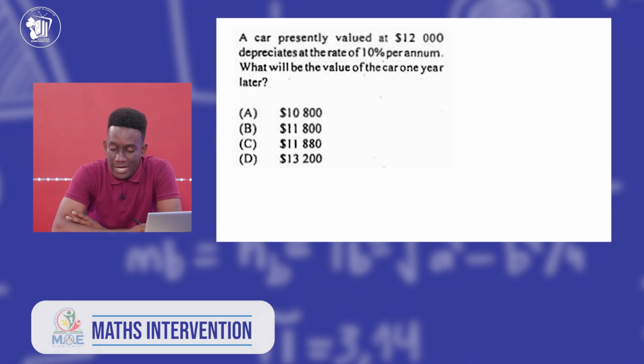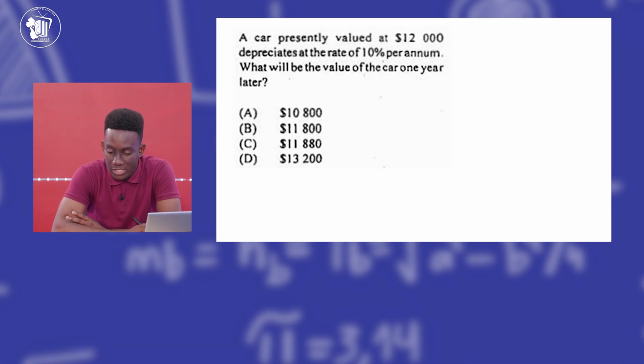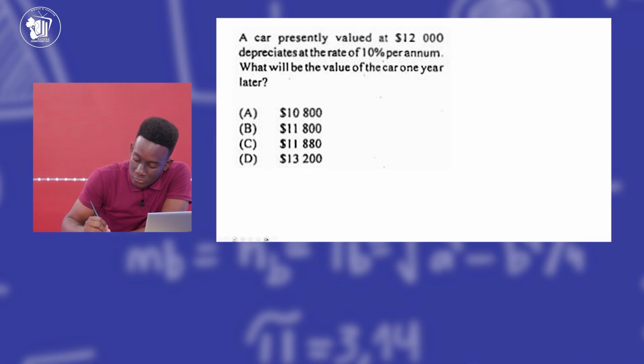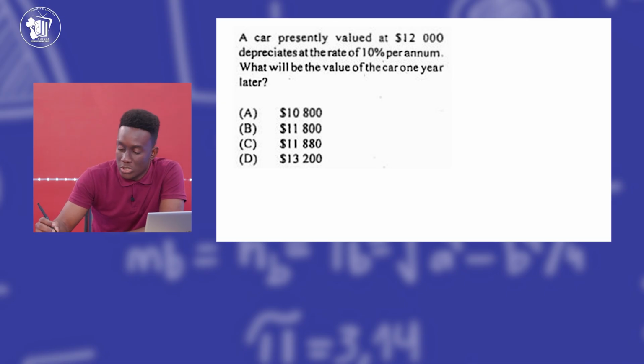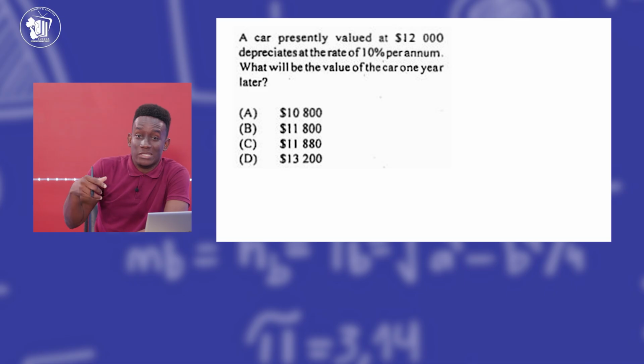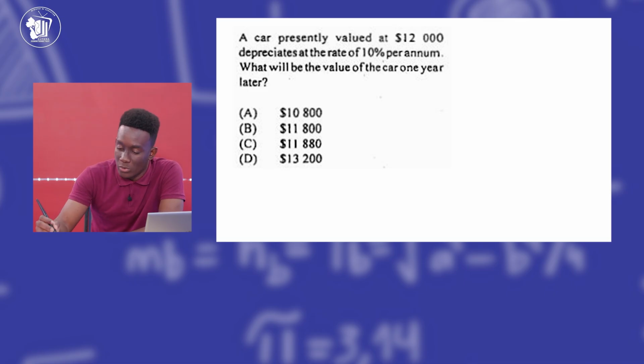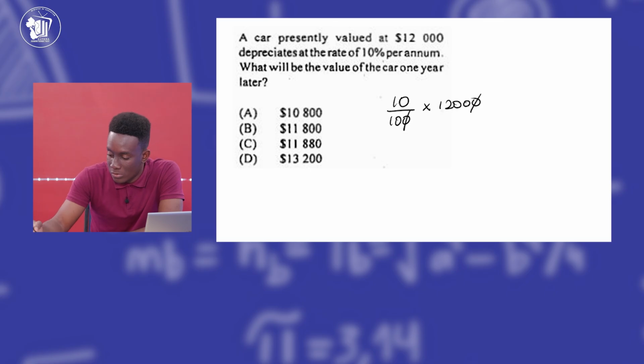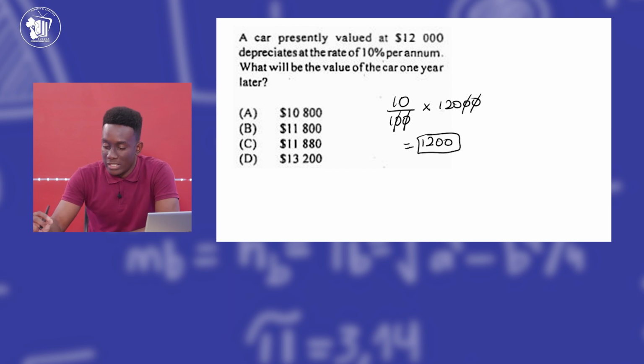So this one says, a car presently valued at $12,000 depreciates at a rate of 10% per annum. What will be the value of the car 1 year later? So the car has a value of $12,000 and it depreciates at 10% per annum. For depreciation, the value of the car will reduce after 1 year by 10%. So you find 10% of 12,000, so it's 10 over 100 multiplied by 12,000. This 0 goes with that 0, this 0 goes with that 0. 10 times 120 would be 1,200. So this is the amount of money that we should take off from the value of the car.